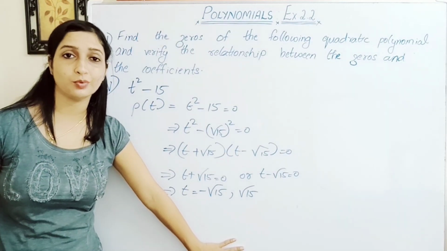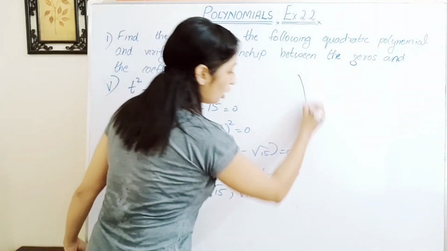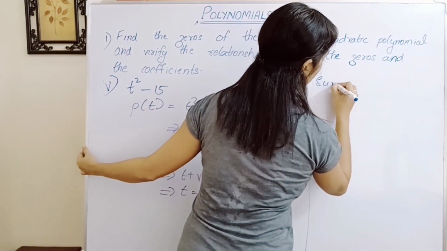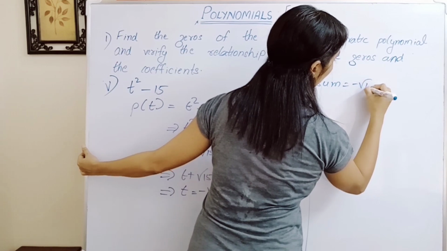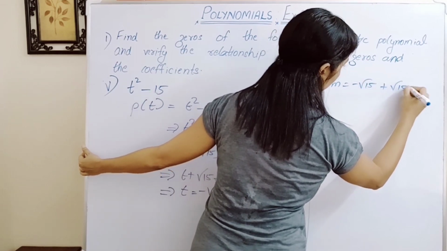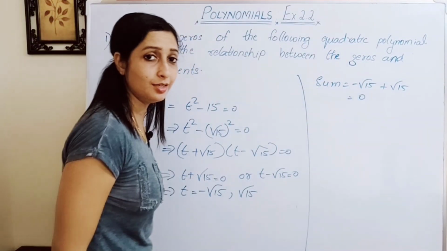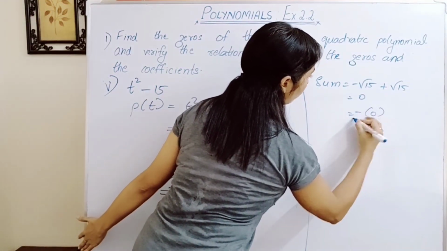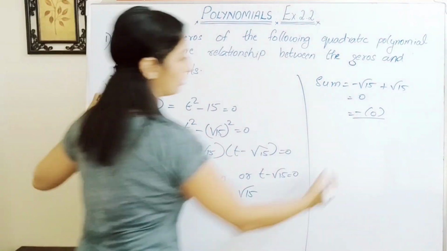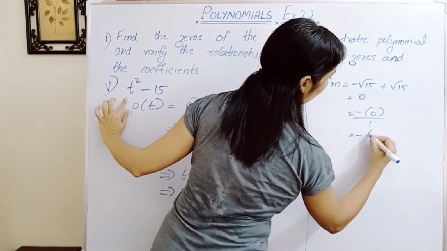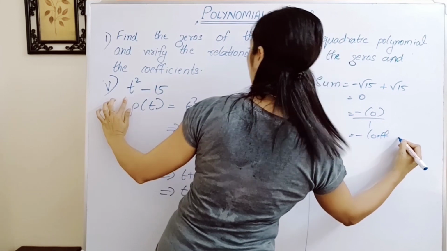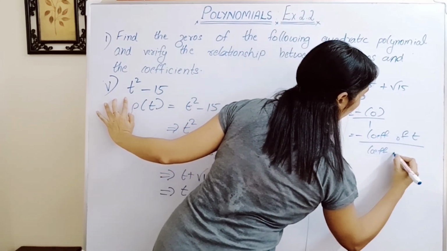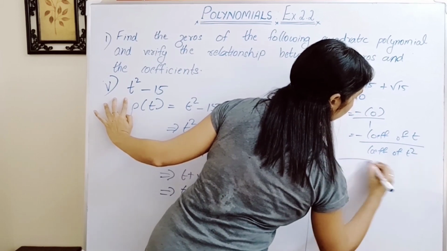Next we need to find out the relationship between the coefficients and the zeros. So sum is equal to minus root 15 plus root 15, which is equal to 0. This can be written as minus of 0 by 1. This is equal to minus of coefficient of t by coefficient of t square.